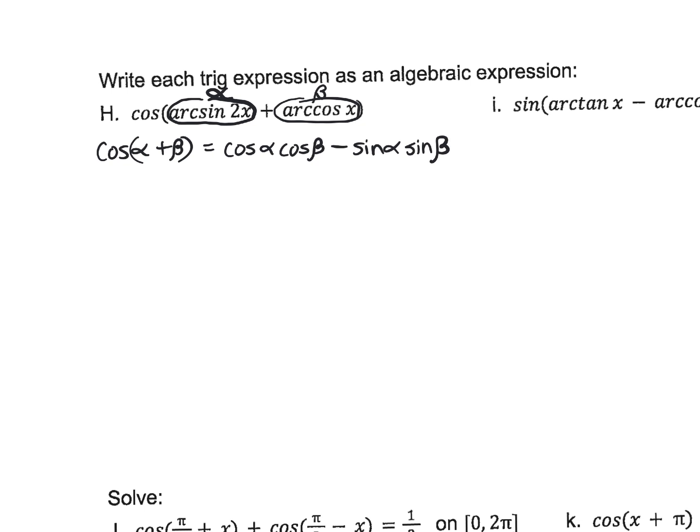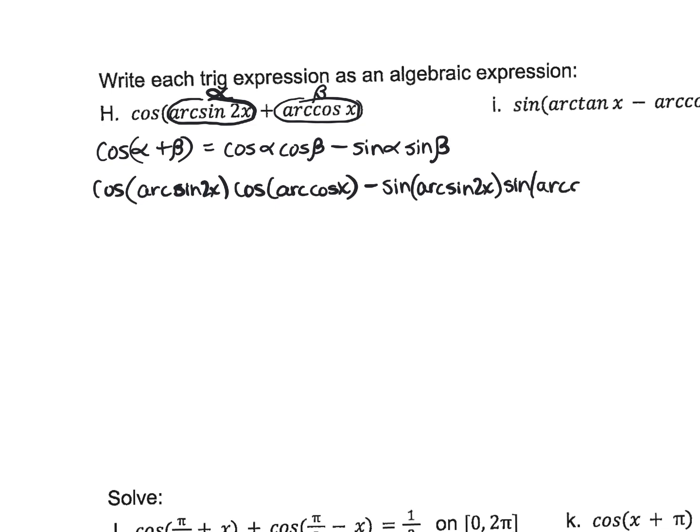So now we need to write this out. We are going to do the cosine of, and we said alpha was arc sine 2x, and then cosine of beta, which is arc cosine x, minus sine arc sine, sine arc cosine. Right, because I'm writing all of it. Yes.